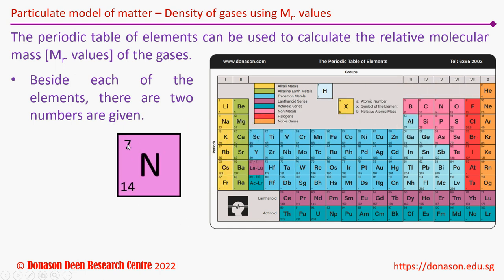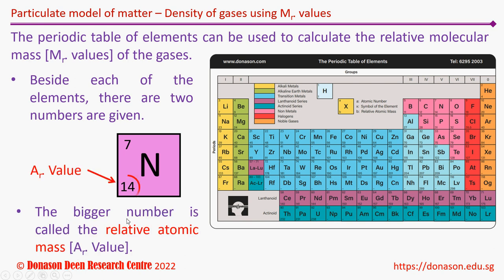Now the top number is called the atomic number. We don't have to look into it at this stage. We will look at it when we look at the atomic structures later on. But the number that I want you to pay particular attention to is the bigger number. The bigger number beside the element is called the relative atomic mass of the element. It's also called the AR value. So it can be identified by looking at the 2 numbers.